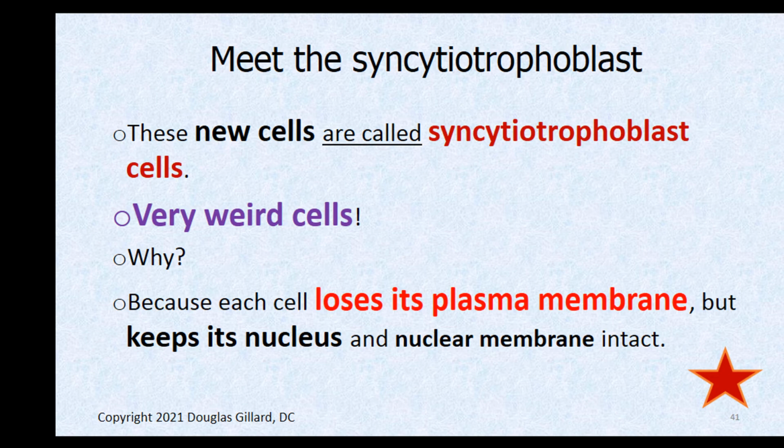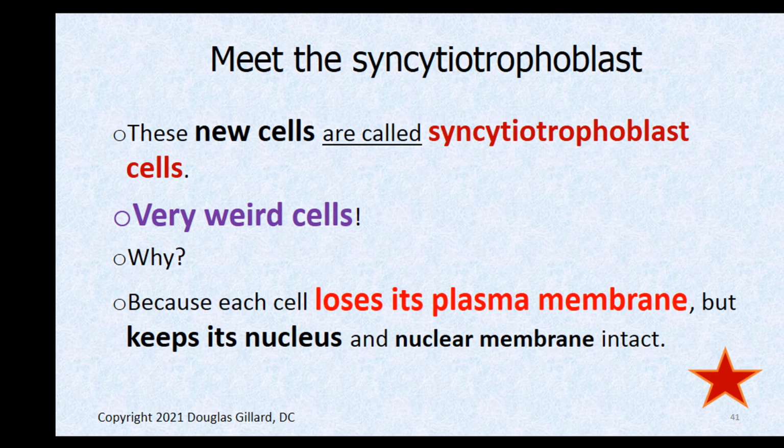So very weird cells. Why are they weird? Because many of them completely lose their plasma membrane, and their cytoplasm morphs into the cytoplasm of their neighbor cell. They keep their nucleus, they keep their nuclear membrane, they keep their organelles, but they lose their plasma membrane, which is crazy. How can they survive? Don't know. They share mitochondria, they share Golgi organs, but they form one big plasma membrane around all of them. So we have these big clusters of syncytiotrophoblast cells.